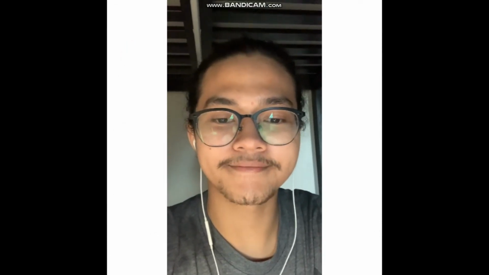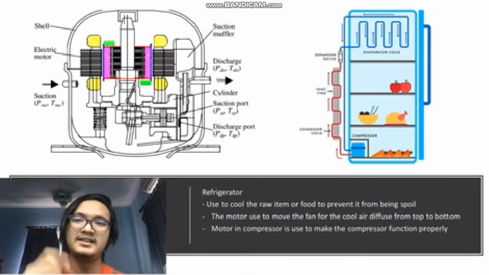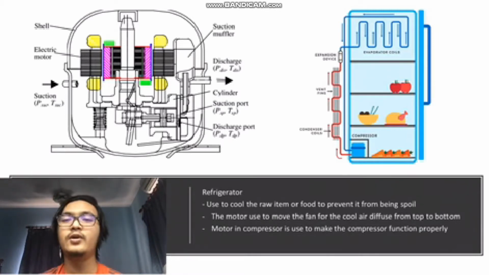In this video, I'm going to explain the function of the motor in the machines. First is the refrigerator. The refrigerator is used to cool off raw items or food to prevent them from being spoiled. The function of the motor in the fridge is to make the fan move for the diffusion of cool air from the top to the bottom by blowing with the evaporator fan, and to make the compressor work.